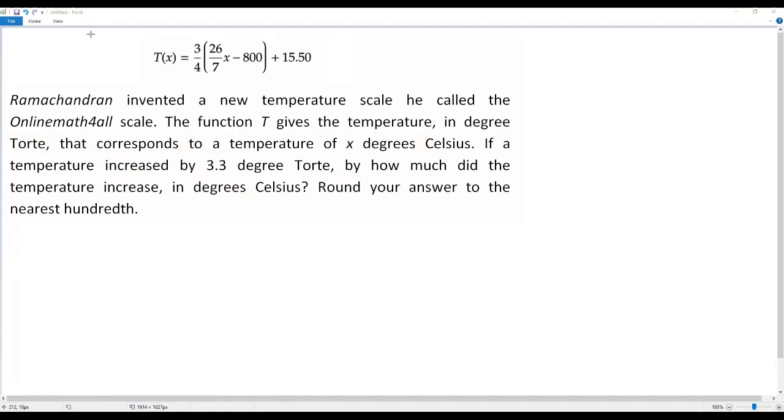Here we have a SAT math problem. Okay, let's go to the question. T of x equals 3/4 times (26/7 times (x − 800)) + 15.50.